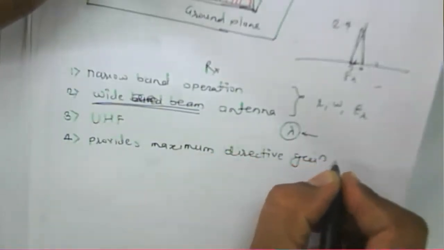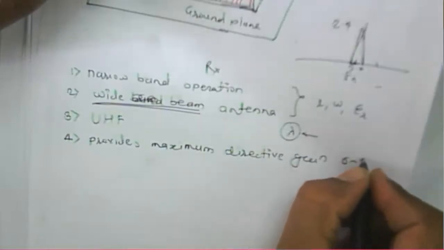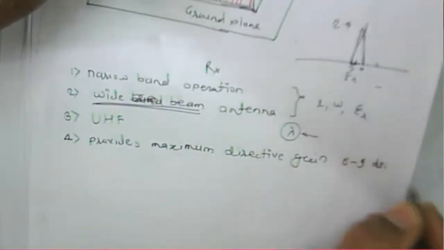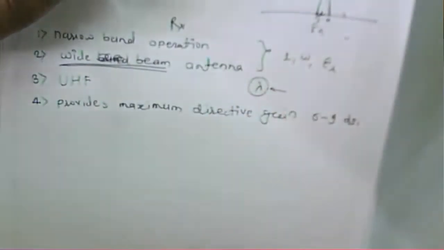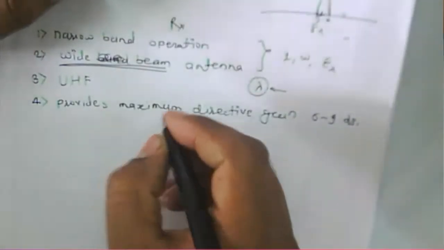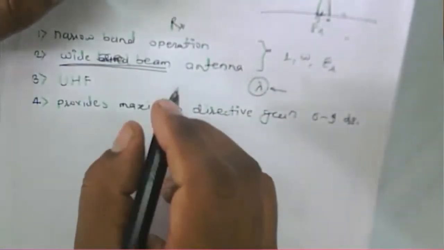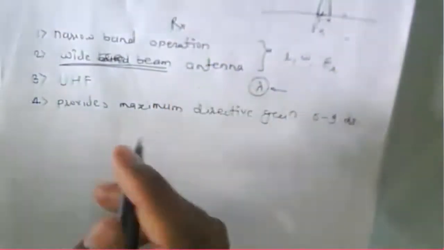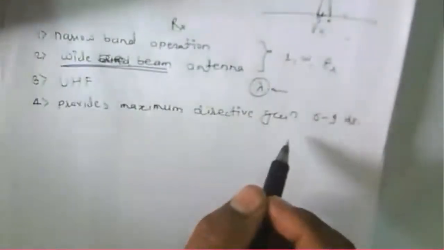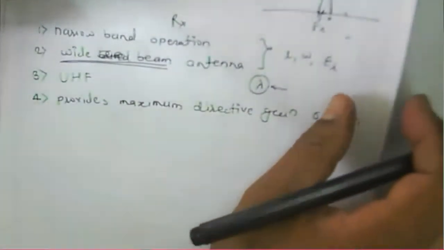That maximum directive gain is about what? You can say that 6 to 9 dBi. Okay, so we can consider that directive gain we can use. That's for the 6 to 9 dB.